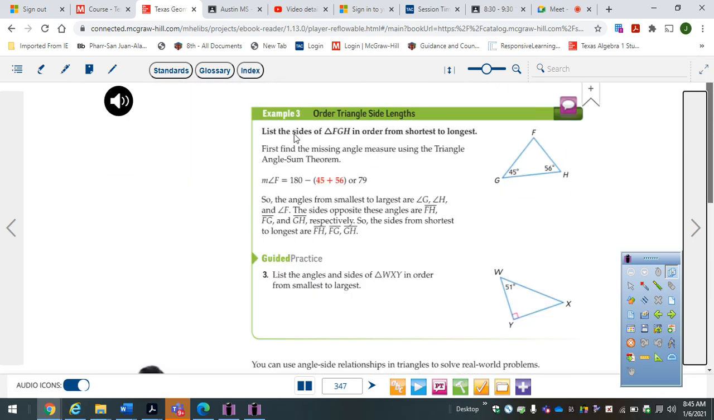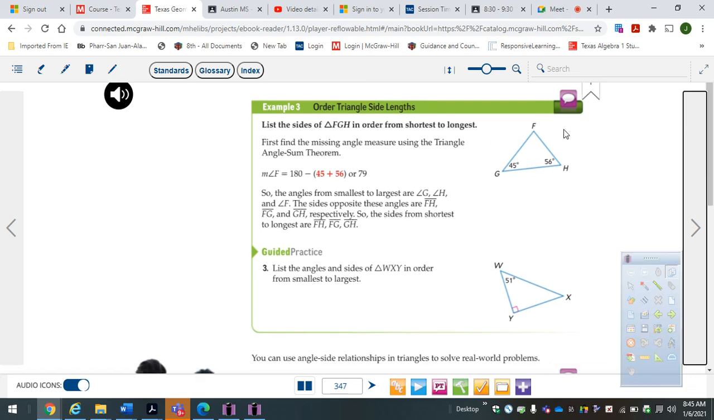Okay, so list the sides of triangle FGH in order from shortest to longest. The sides correspond to the angles that are opposite them, or across from them. So the shortest side will be across from the smallest angle. I don't know that third angle there, so what I'm going to have to do is 180 minus the sum of these two. So now I know that one's 79.